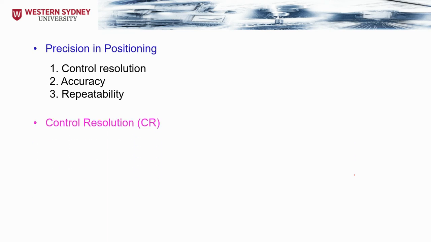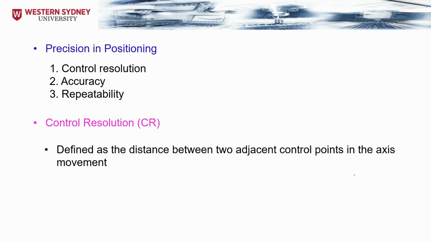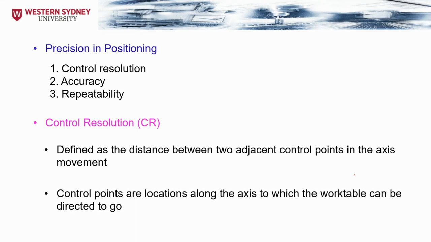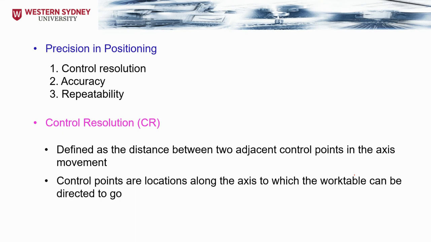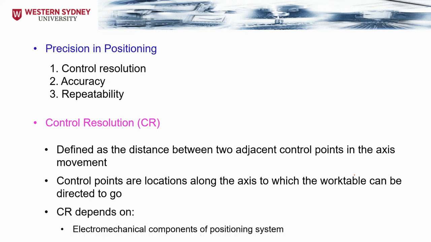Control resolution, or CR, is defined as the distance between two adjacent control points in the axis of the movement. Control points are locations along the axis to which the work table can be directed to go. The control resolution will depend on the electromechanical components of the positioning system.